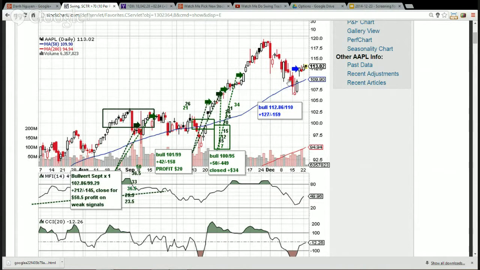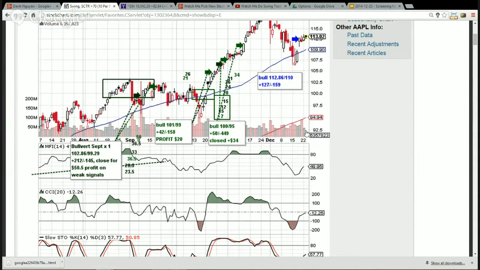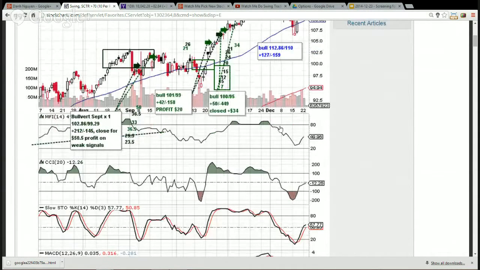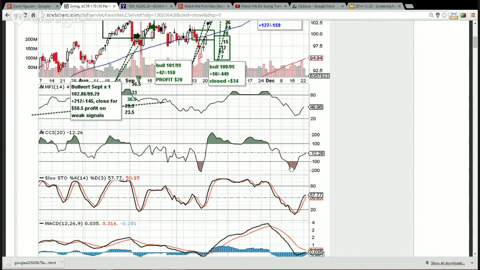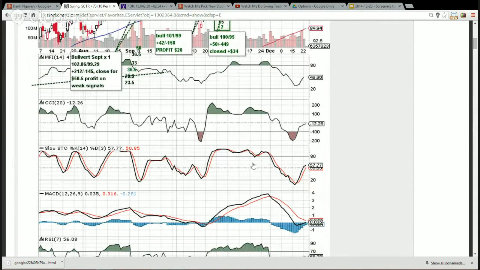Here, it bounced off and looks like it's trying to go back up. I don't have a strong volume going up at this time, so I do want to look for that signal. And the MFI, the money flow index, has been down and then it's going back up. CCI also has dipped into the oversold territory and it's bouncing back up. Stochastic also down and up, so that crossed.